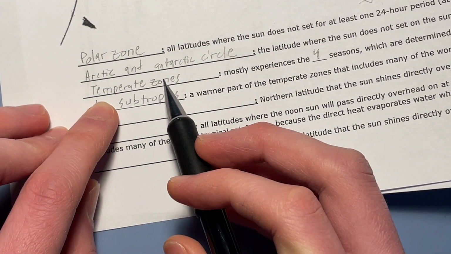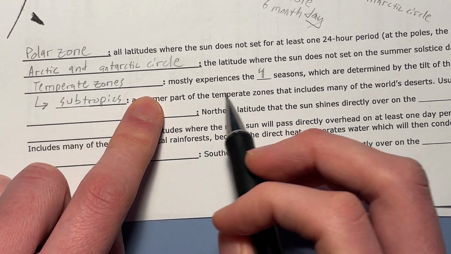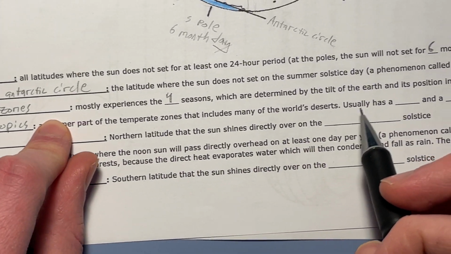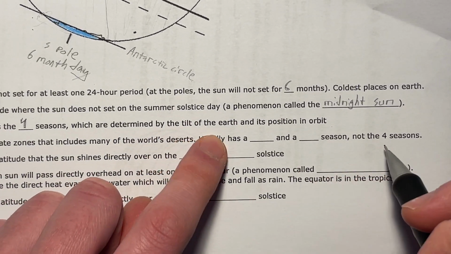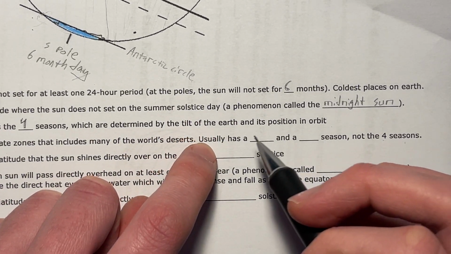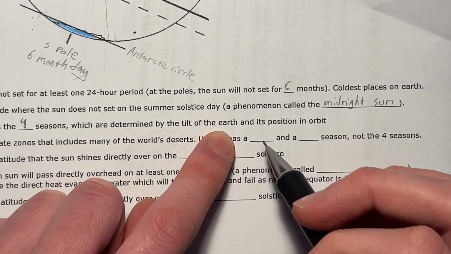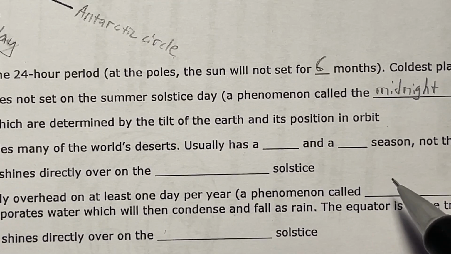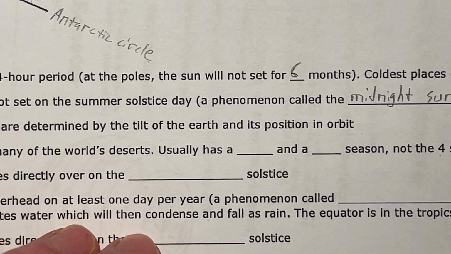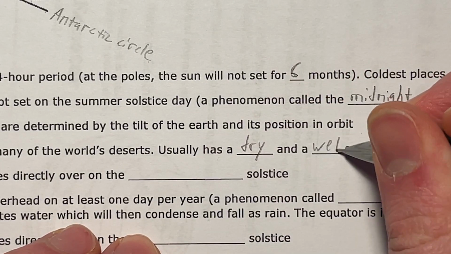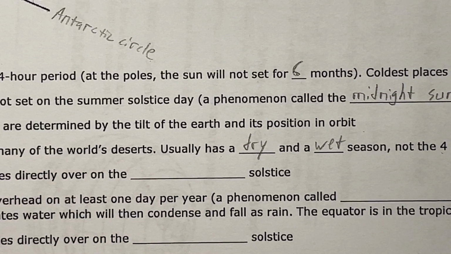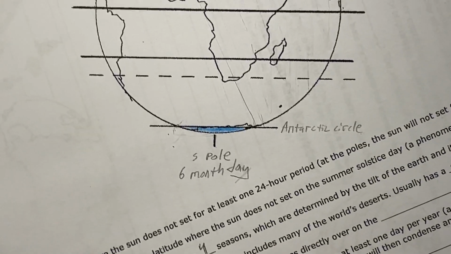So it's not part of the tropics, it's part of the temperate zone. Basically, it's the warmest part of the temperate zones, and it's usually where the deserts are, okay? And it doesn't actually have 4 seasons. They experience a specific season based off of how much rain they get. So you may have heard of it: a dry season and a wet season. Okay. Let's go ahead and color these up here.